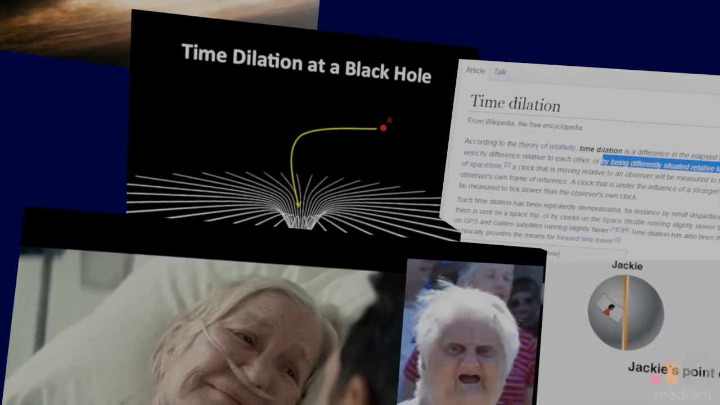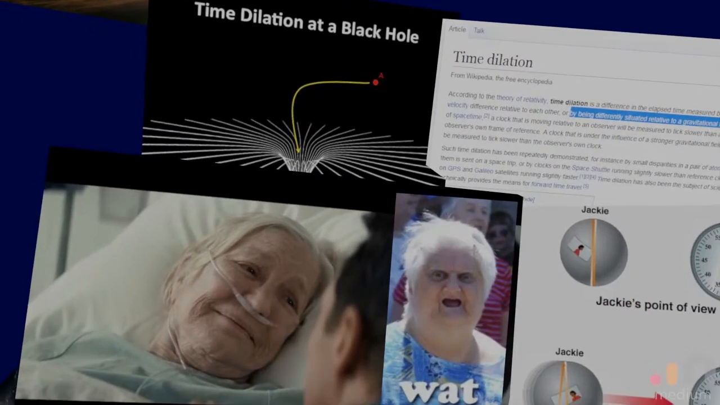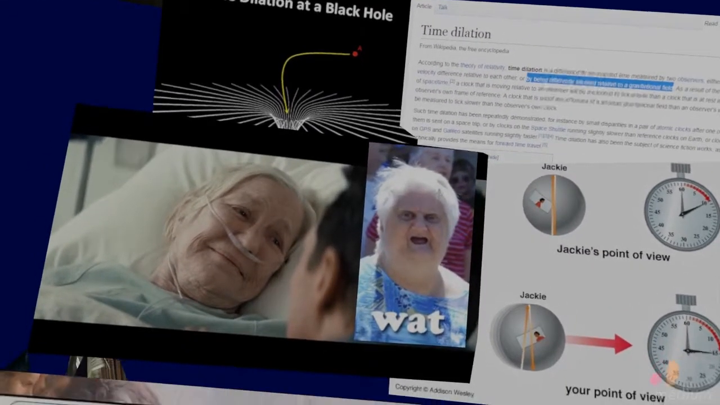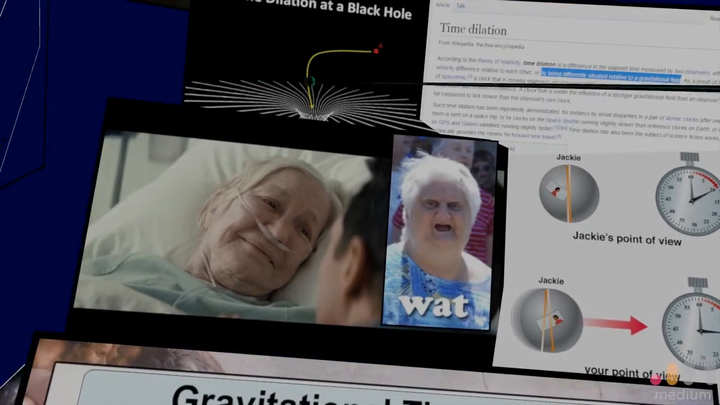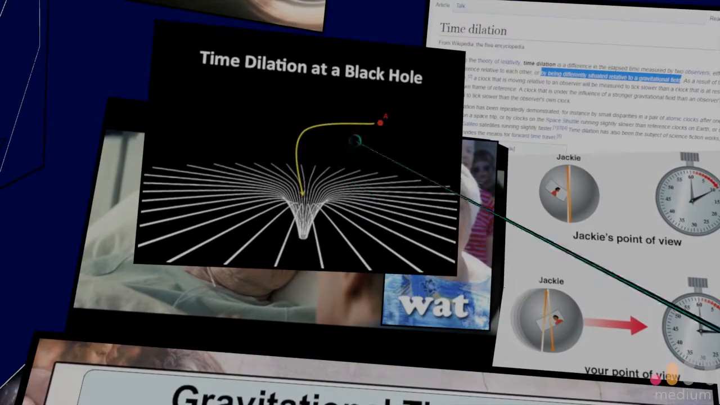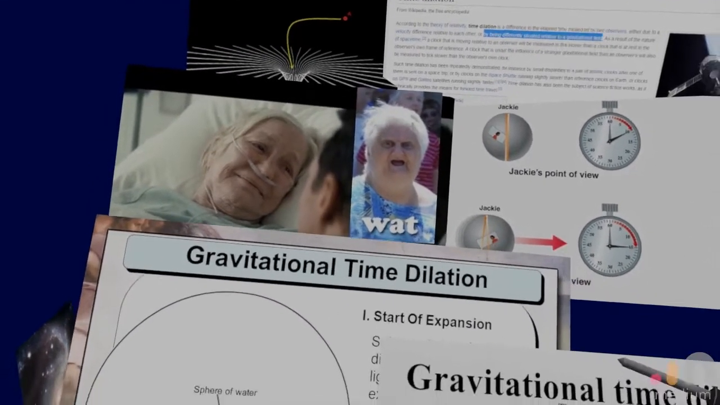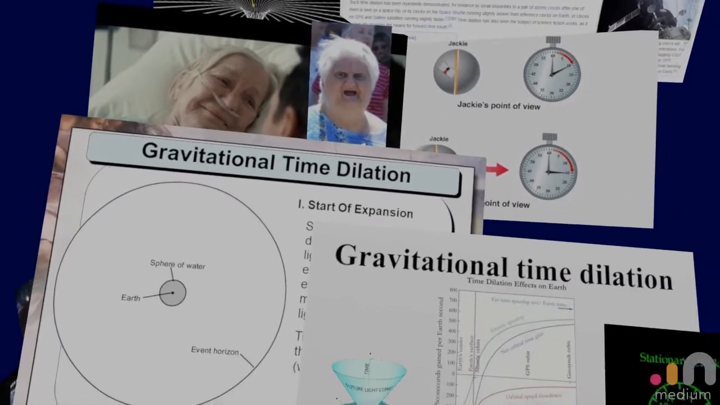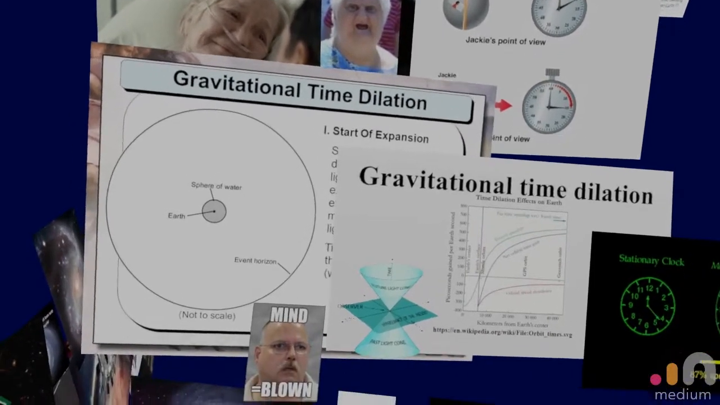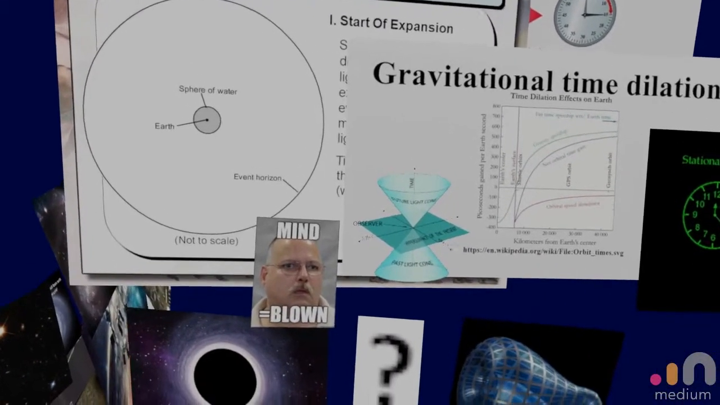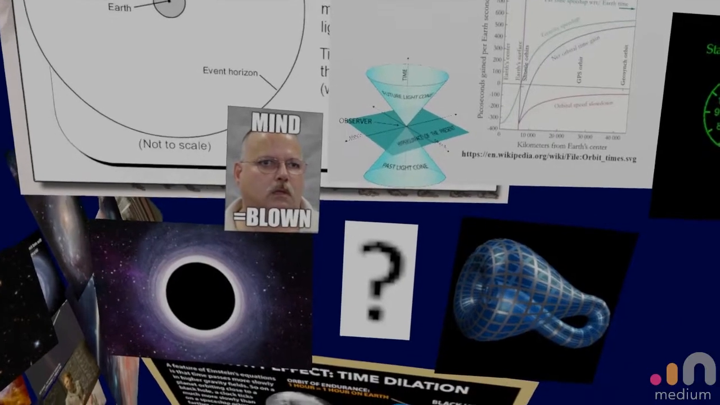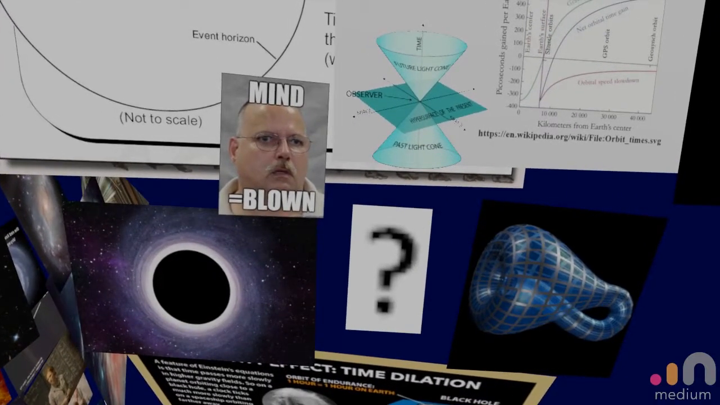Wait a second. What? So like if you're close to a black hole, time affects you differently? And the fact that time has anything to do with gravity is just so hard to comprehend. It's such a difficult concept for me to wrap my head around. Like, who came up with the idea of time dilation? Who came up with the idea of a black hole? Wormholes? Who came up with that? Where did that come from?